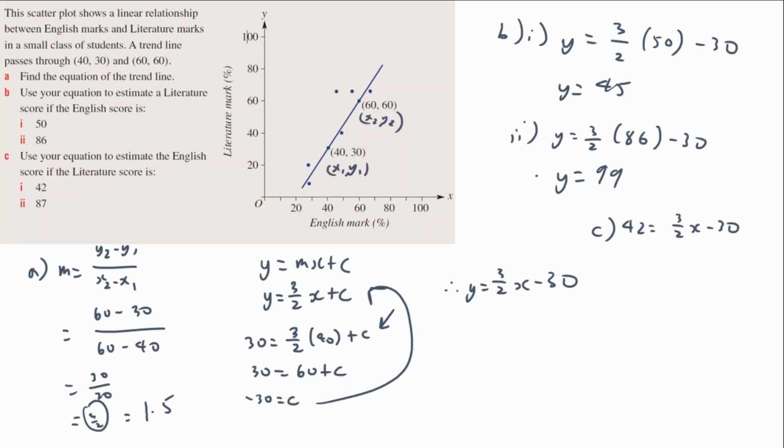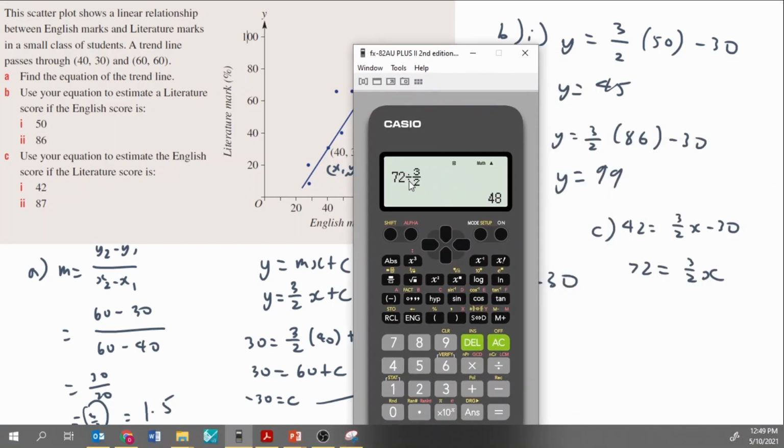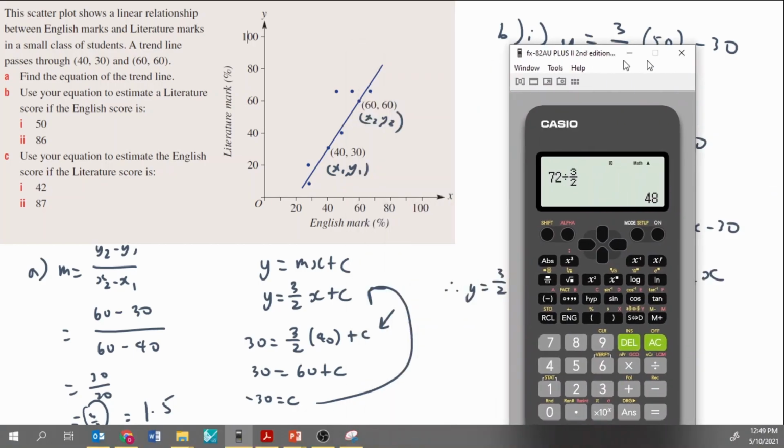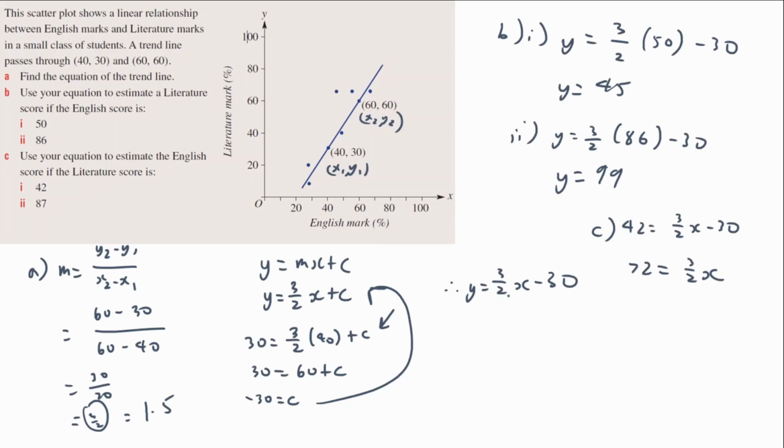Once you've got that, I need x by itself, so I need to add 30 to both sides. That gives me 72 equals 3 over 2x. Now I need to get rid of the 3 over 2, so I'm going to divide 72 by 3 over 2. And that's what your calculator should look like, so you get a value of 48. So if they get 72 on literature, they're likely to get 48 for English.